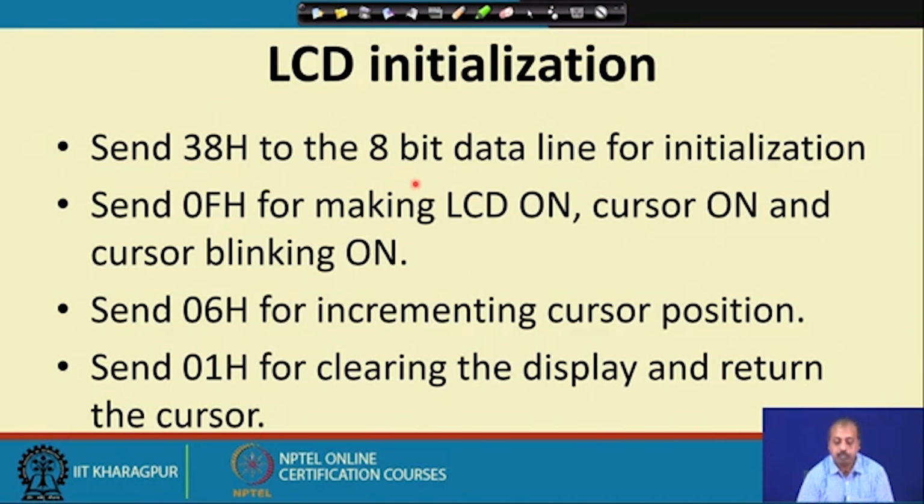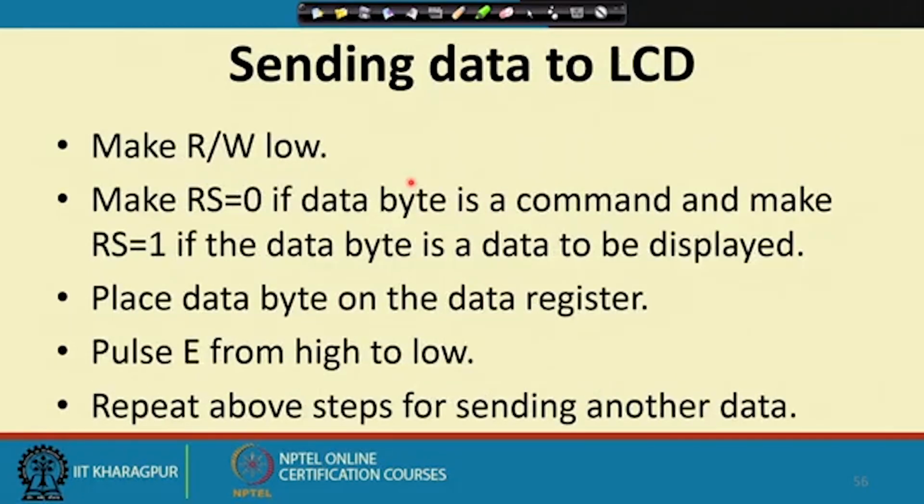Then we want to go to the next position of the cursor. So, we can send 06 hex for implementing it, and then we send 01 hex, clearing the display and returning the cursor. That way, if something is there on the display, it will go off by putting 01 hex.